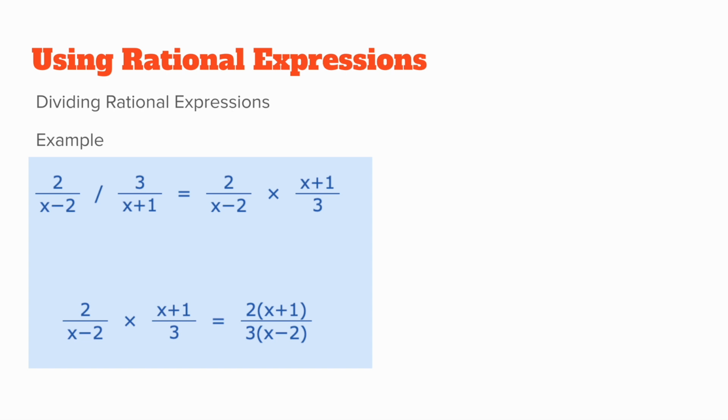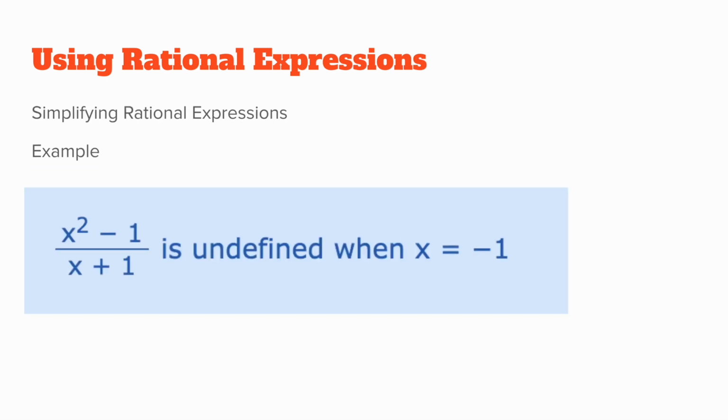Now, let's move on to simplifying. When simplifying a rational function, be careful to respect where the lower polynomial is equal to 0. For example, x squared minus 1 over x plus 1 is undefined when x equals negative 1. So its domain does not include negative 1.